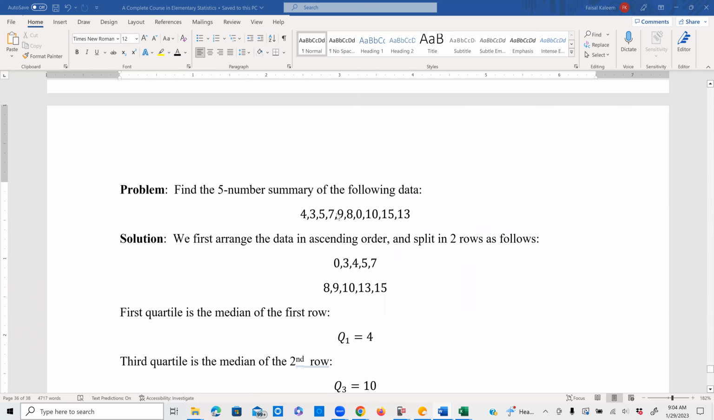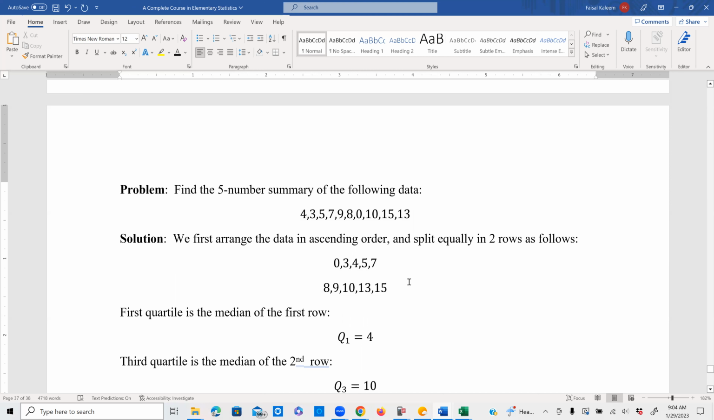Find the 5-number summary of the following data. So we will first arrange the data in ascending order. And for the 5-number summary, we want to split the data equally into 2 rows. So here there are a total of 10 values. So 5 of them are in the first row. And again, we have arranged everything in ascending order, and the last 5 come in the second row.